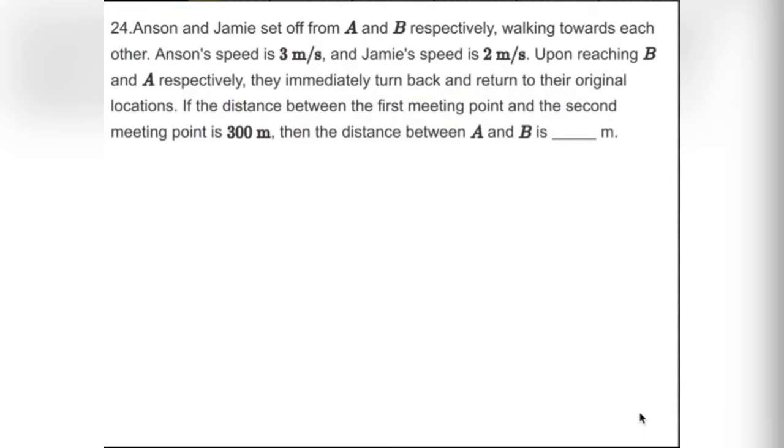Then, okay, we still have the last 2 questions. Okay, good. So here for the next one, question 24. Anson and Jamie set off from A and B respectively, walking towards each other. Anson's speed is 3 meters per second, and Jamie's speed is 2 meters per second. Upon reaching B and A respectively, they immediately turn back and return to their original locations.